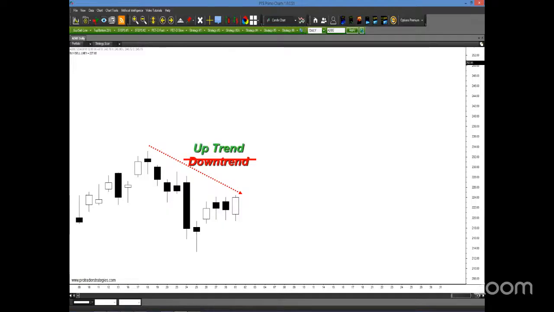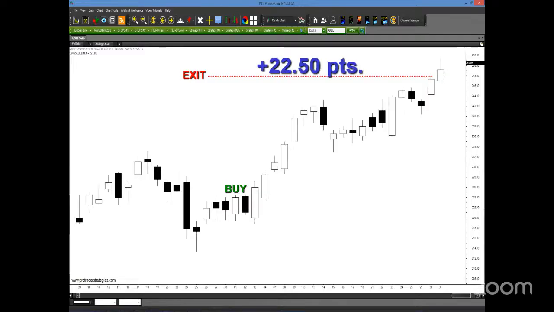Therefore, you would have been a buyer. And another step I would have been sharing with you would have told you where to place your stop. And then ultimately, you would have known where to exit, which would be at this point right here. And potentially you could have captured, just by using these 4 steps, 22.5 points. So this is going to be the subject of today's educational presentation.